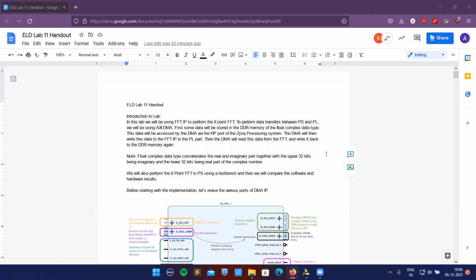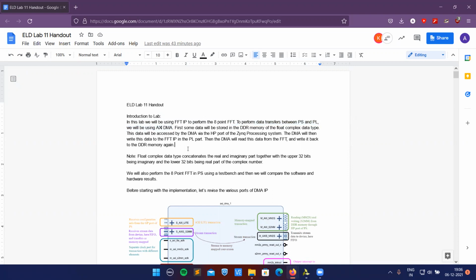In today's lab, we are going to perform the 8-point fast Fourier transform using the FFT IP. And for the data transfers between the PS and PL, we are going to use the AXI DMA. This part is rather similar to the last lab.